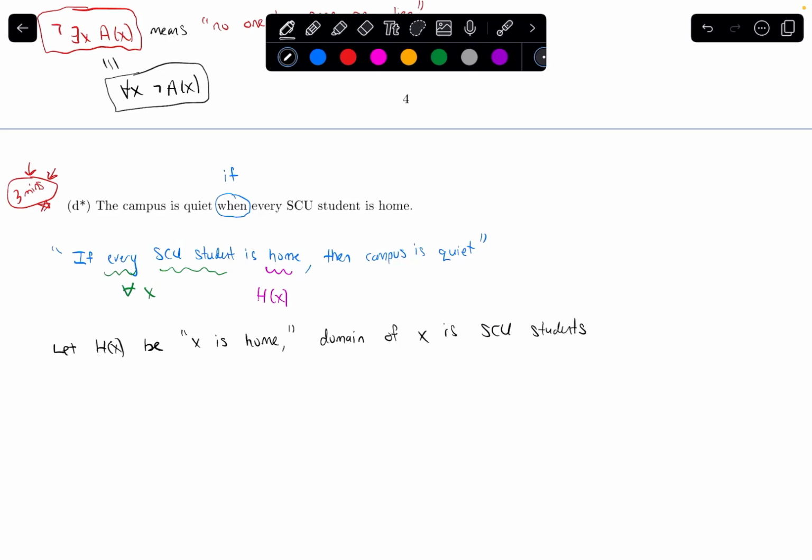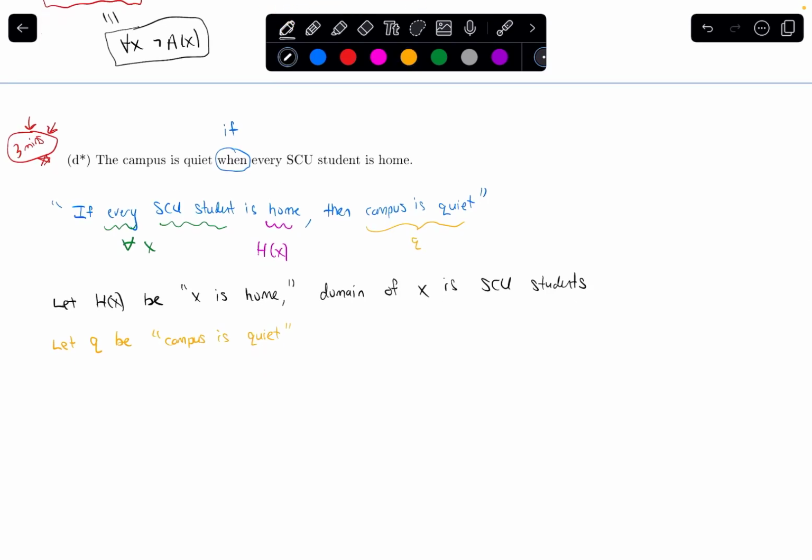Okay. There's also this other part, the then part, which talks about campus being quiet. Well, there's no quantifiers there at all, so that's just a straight up proposition. So let's have a letter to represent this. Maybe I'll call it Q for quiet, or maybe I could call it C for campus. So I'm going to let Q be the proposition campus is quiet. Okay, so I'm ready to express this with logical symbols now.